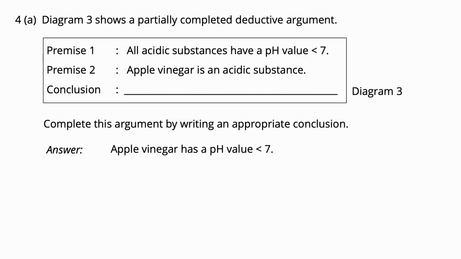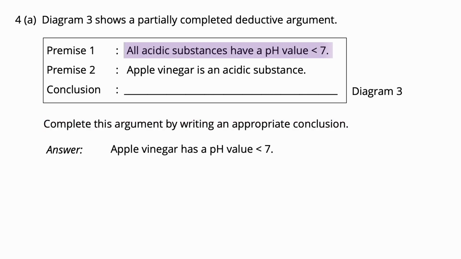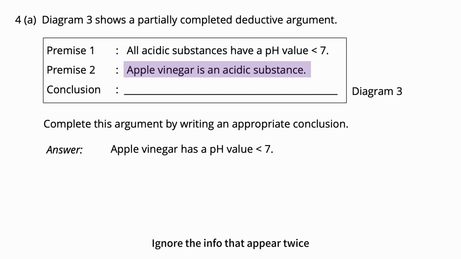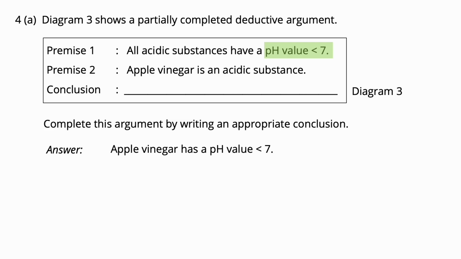Question number 4, A. Complete this argument by writing an appropriate conclusion. To write a strong conclusion, stick closely to what the premises tell. Premise 1. All acidic substances have a pH value less than 7. Premise 2. Apple vinegar is an acidic substance. Ignore the info that appears twice, acidic substances. Form a sentence with the info of pH value less than 7 and apple vinegar. Therefore, the conclusion is apple vinegar has a pH value less than 7.